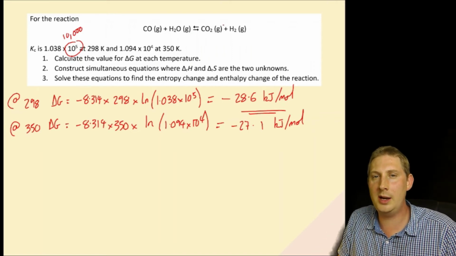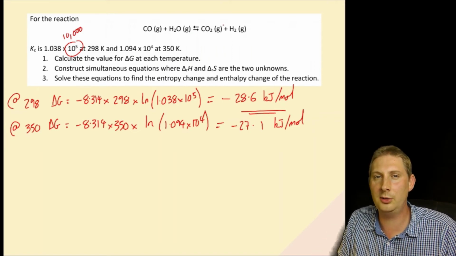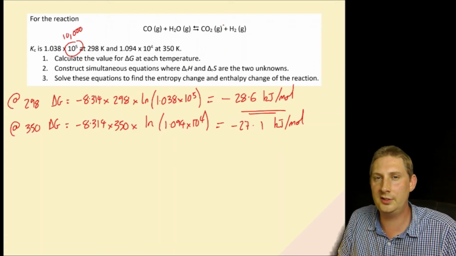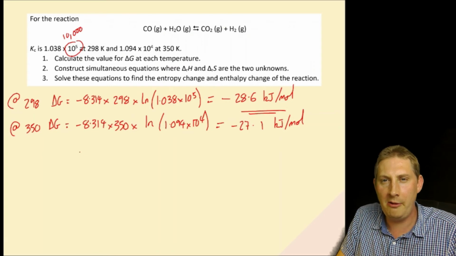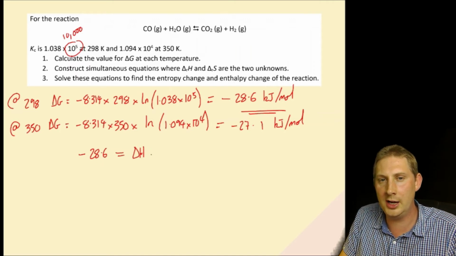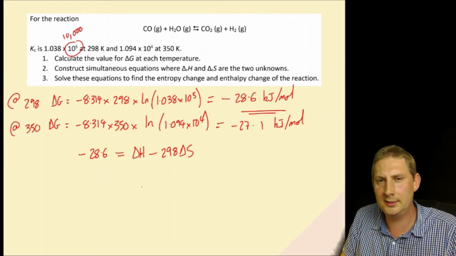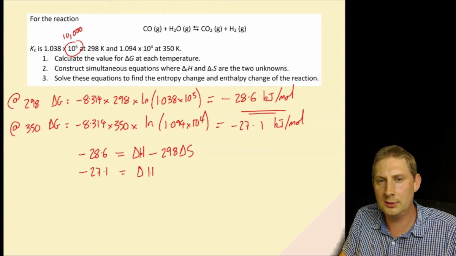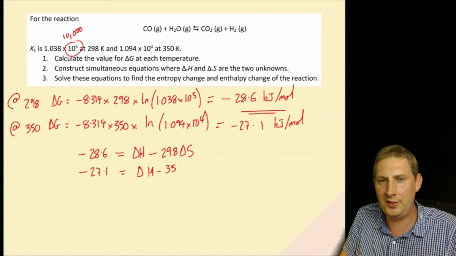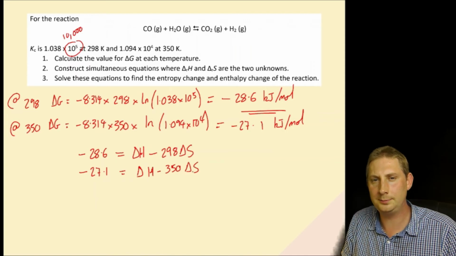Construct simultaneous equations where delta H and delta S are the two unknowns. Solve these equations to find the entropy change and enthalpy change of the reaction. So the two equations are minus 28.6, that's delta G, equals delta H, which we don't know, minus T, 298 delta S. And the other equation is delta G, minus 27.1, equals delta H minus T, 350 delta S.